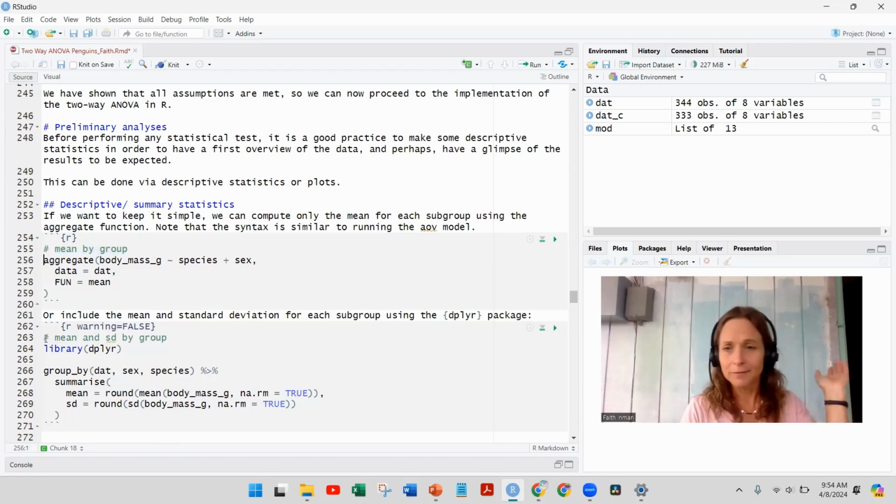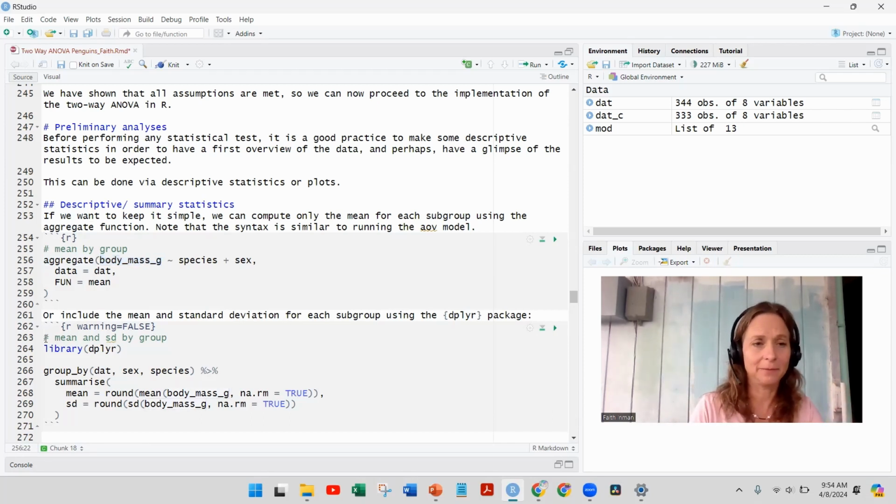And here's how you do it. Use this code, right? You can change the X and Y variables. This will work. Aggregate, right? You aggregate body mass, there's your Y, as a function of species, there's your first X, plus sex, there's your second X. And then what are you running it on? You put your comma, data equals dat. You could put this all in one line. I just broke it up into 3 lines.